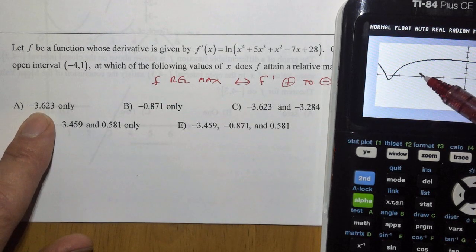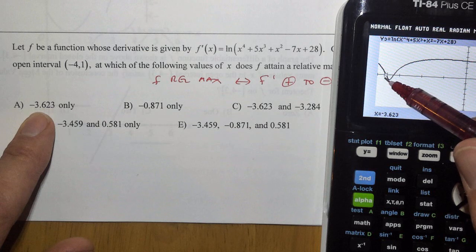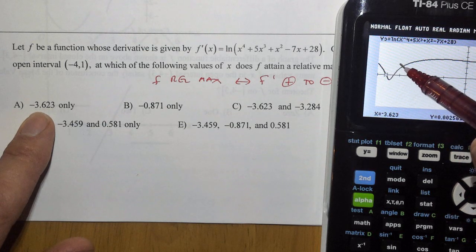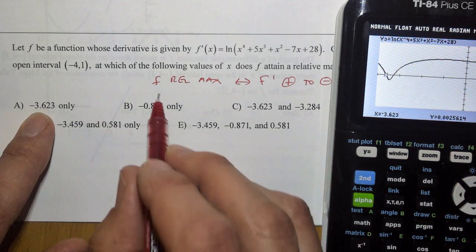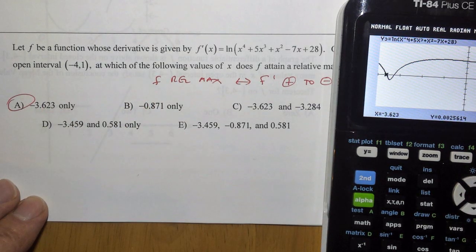That's -3.623. So let's trace to that. And there it is. All right. So at that point right there, the derivative changes from positive to negative, which means the function changes from increasing to decreasing, and therefore f has a relative max. So our answer is A.